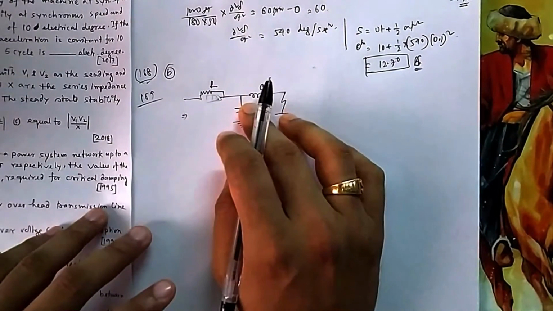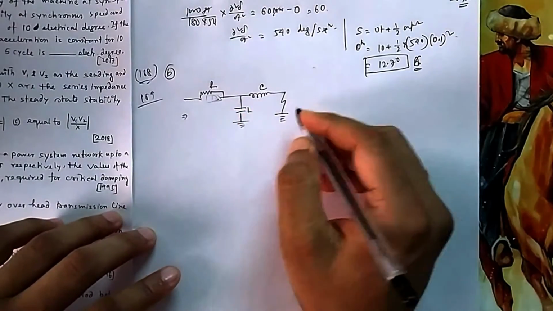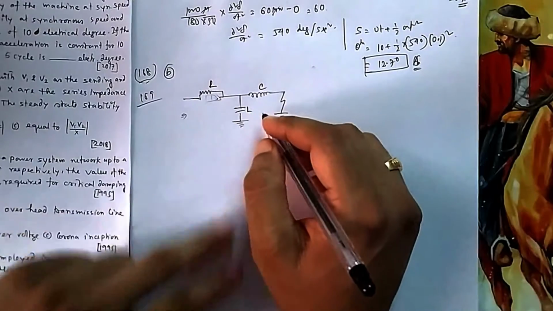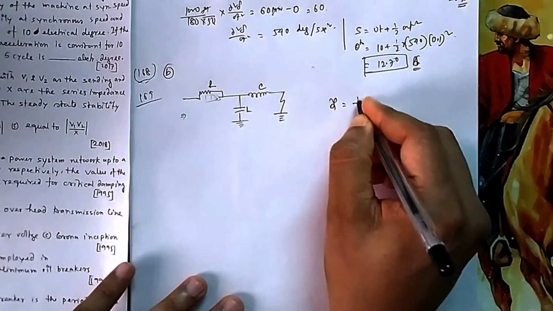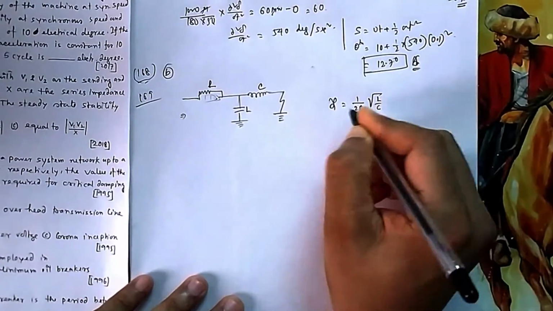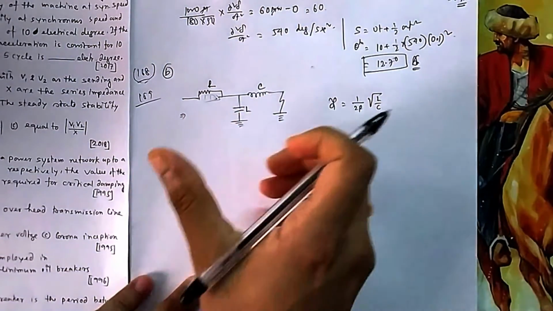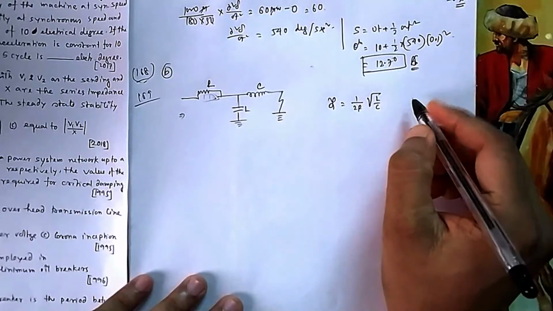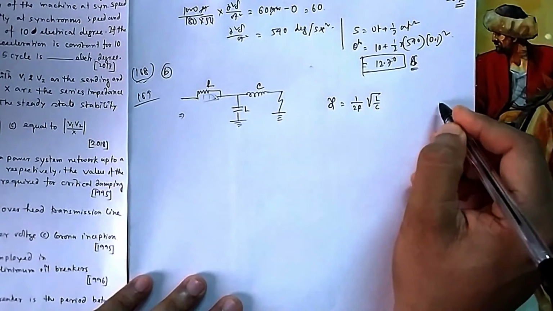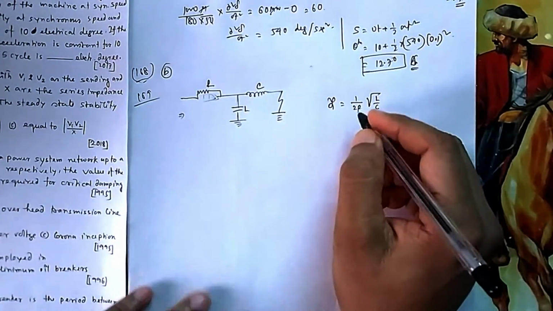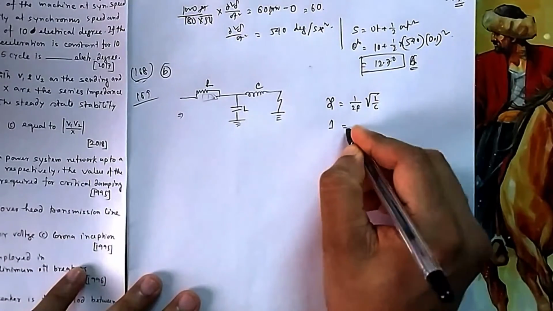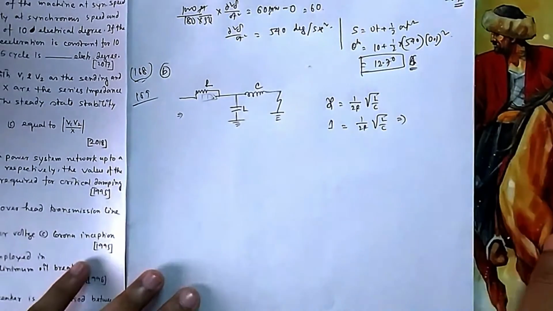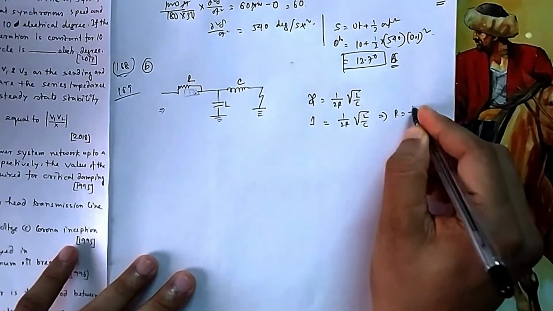If you do the analysis of this one, I am not doing it here, you can find its critical damping. Second order in control, you know what the critical damping ratio is. So this zeta will be equal to 1 by 2R root L by C. If you write down the characteristic equation, s square plus 2 zeta omega n s plus omega n square, from that you will find this damping ratio. For critical damping, this should be equal to 1. That is known as critical damping, so no oscillations will come. That means your R will be equal to 1 by 2 root L by C.